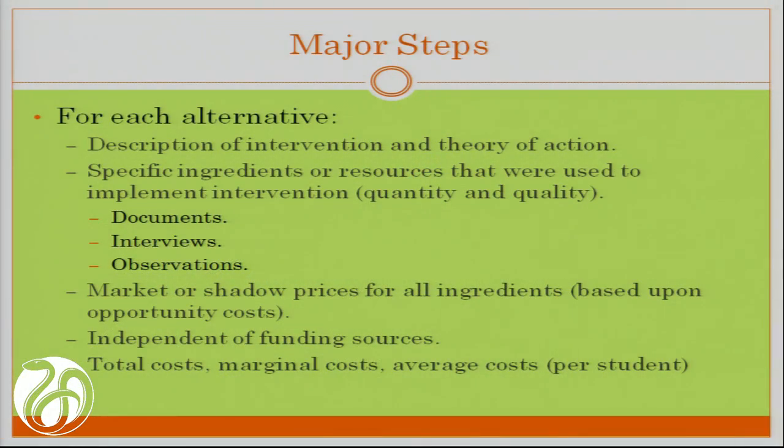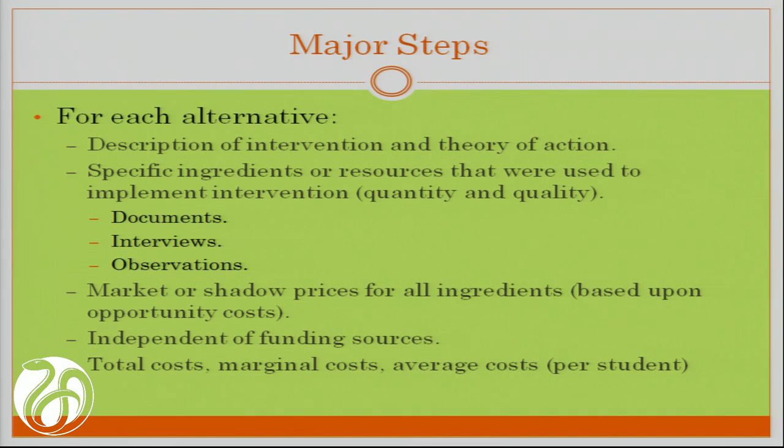What are the major steps? Well, for each alternative that we're comparing, we want to start off with a description of the intervention and the theory of action. It's very important on the cost side to understand what was being attempted and why, and how did it take place. I should add as a footnote that most studies don't provide very much detail on that at all, which is a real difficulty if you want to do good cost analysis.